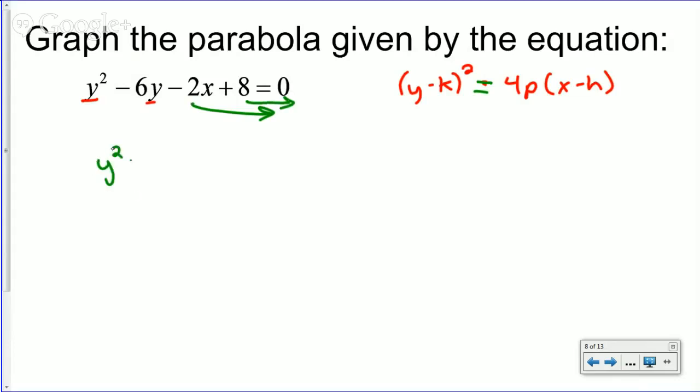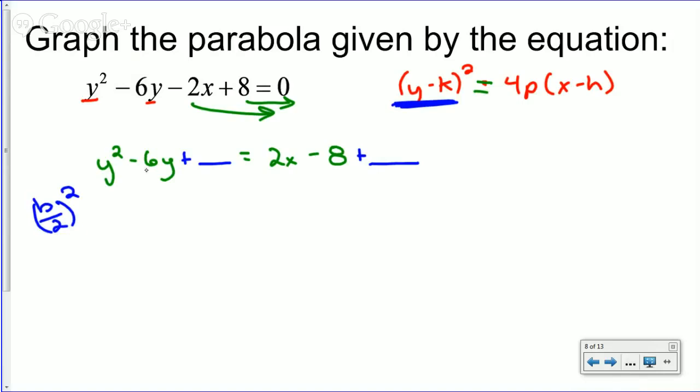We've got y squared minus 6y, and then 2x minus 8. Now, in order to get this factored, we did this a little bit with the circles. In order to get this factored into a square, we have to complete the square. So plus blank, plus a blank. How do I know what goes in the blank? That's simply (b divided by 2) squared. So you're going to take negative 6 divided by 2 and square it. Negative 6 divided by 2 is negative 3. Negative 3 squared is 9. And don't forget to add it to the other side as well.